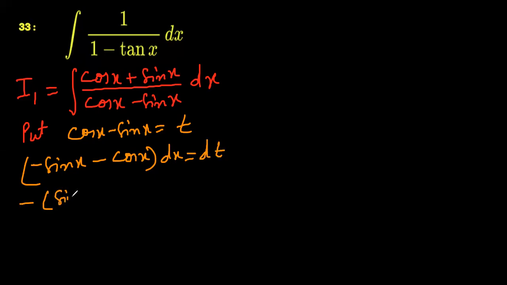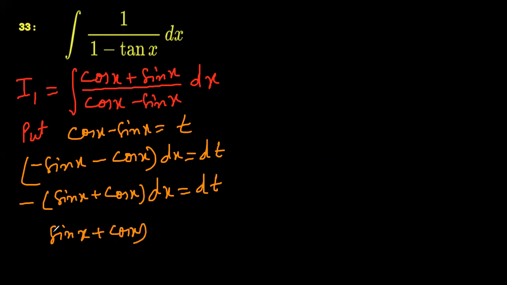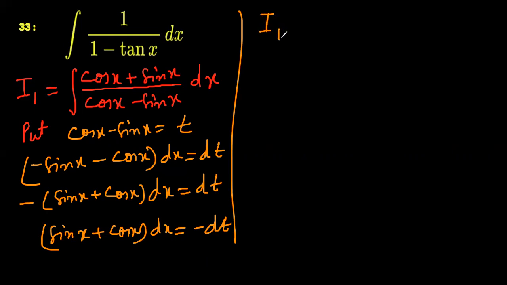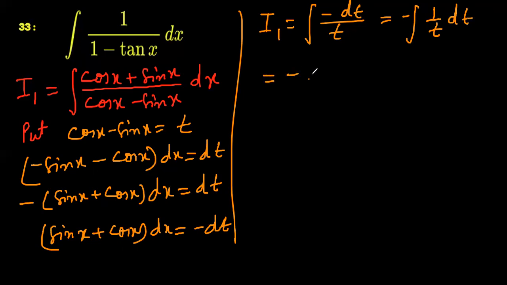Taking the negative sign common, we can say sin x plus cos x, that is the same as this numerator, sin x plus cos x. Sin x plus cos x times dx is equal to dt. We can take this minus sign to the right, and it looks like sin x plus cos x times dx is equal to negative dt. Now our I1 looks like this: the integration of this numerator becomes negative dt, and this is t, which is the same as minus the integration of 1 by t dt. And this is equal to minus log of mod t plus c.